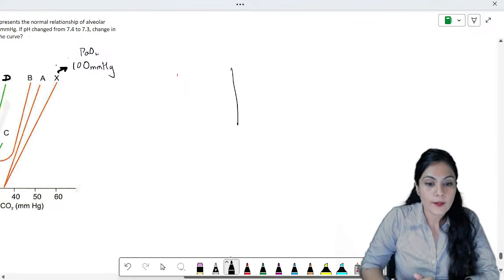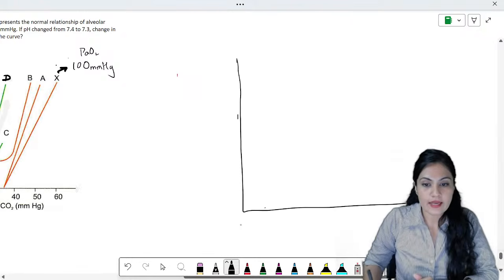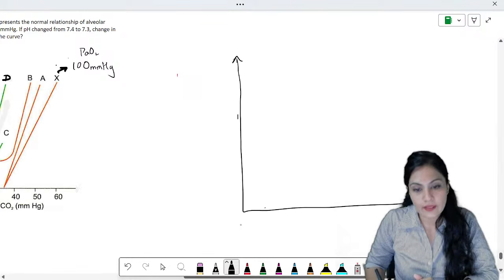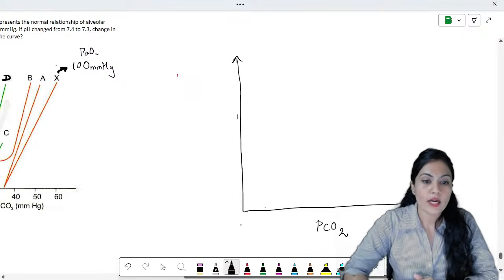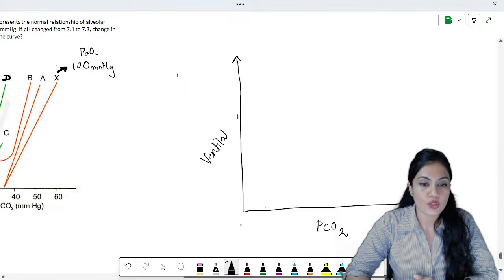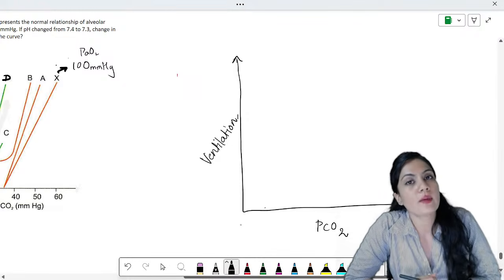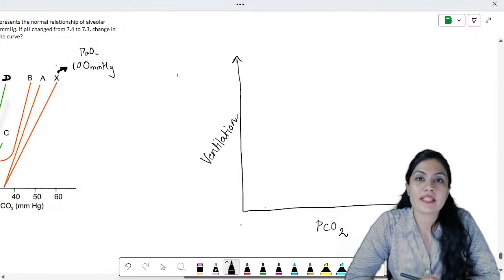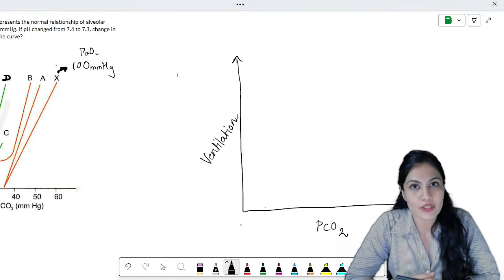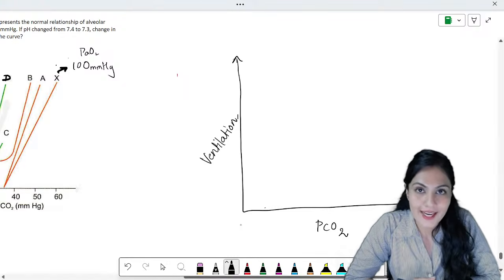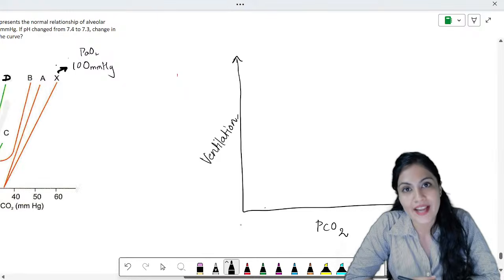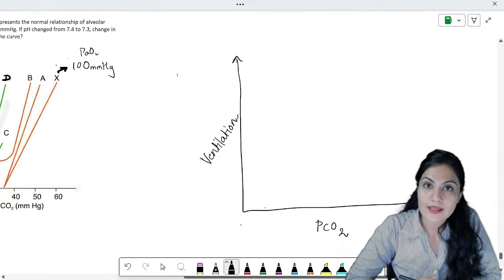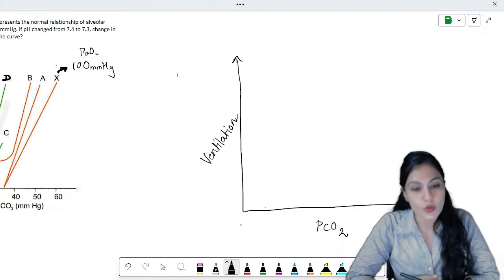Let's assume that there is an X and Y axis. Just give me a minute. So let's say this is the x-axis and this is the y-axis, and at the bottom we have PCO2 and over here we are writing the ventilation. Two things I always tell you: whenever a curve or graphical representation is given, first, don't get scared, and second, look at the x and y axis. So what are the x and y axes here? The x-axis is PCO2 and the y-axis is ventilation.